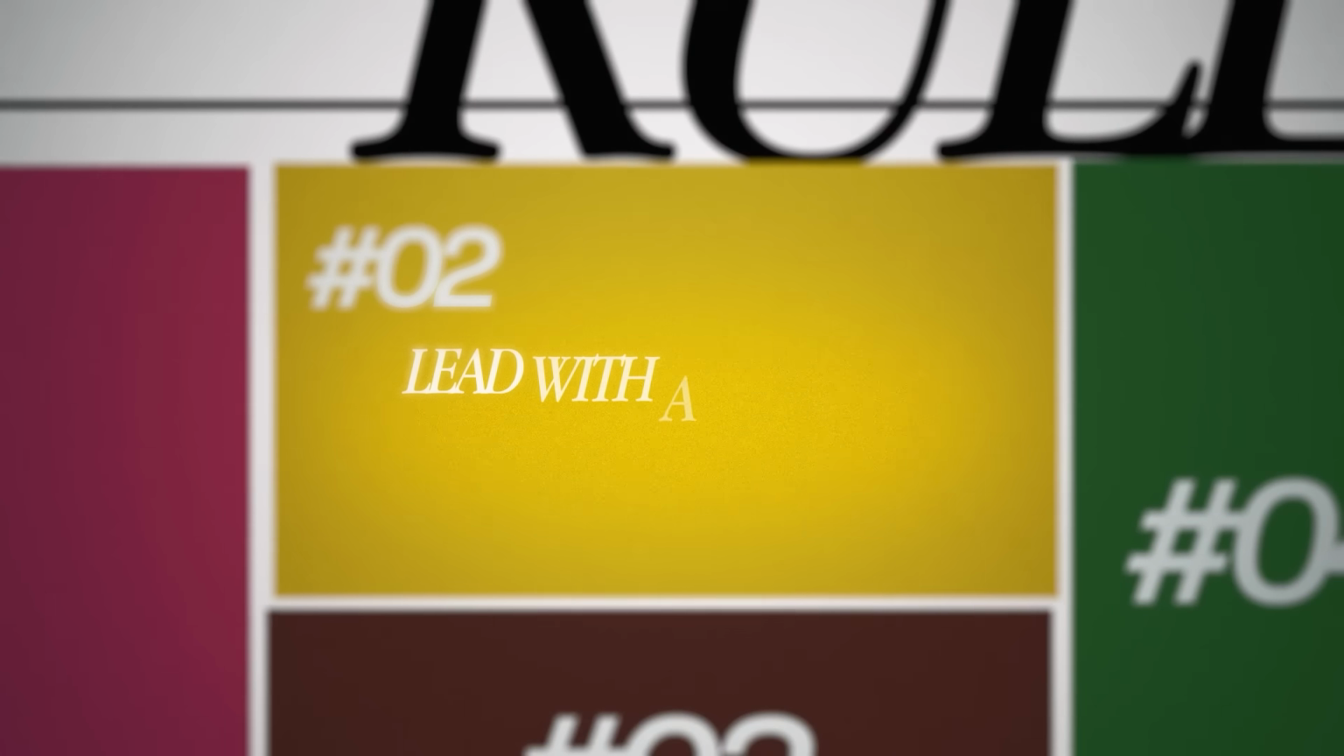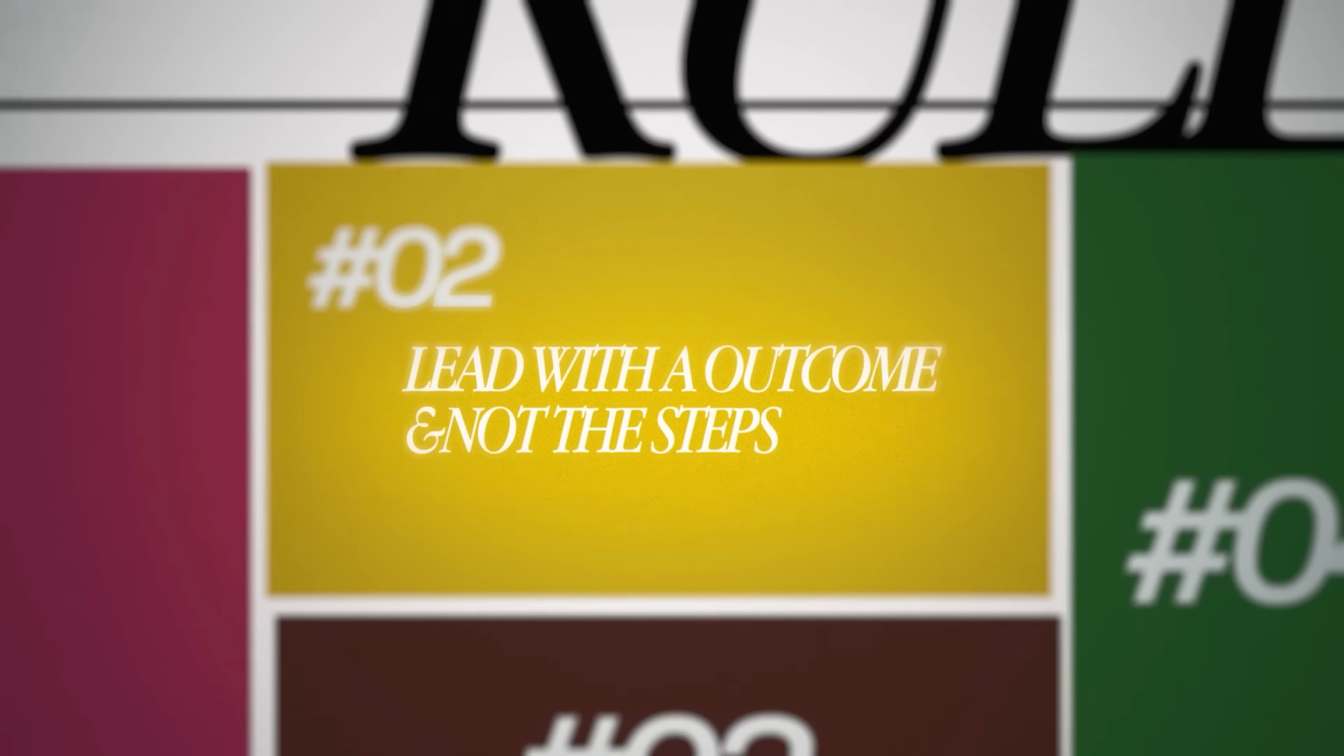The second rule is to lead with the outcome and not the steps. Stop telling the model how to do the job. Tell it what done looks like. What does success look like for me? GPT 5.6 is intelligent enough to plan out its own route to understand how to reach this end goal. Let's have a look at 2 different prompts.